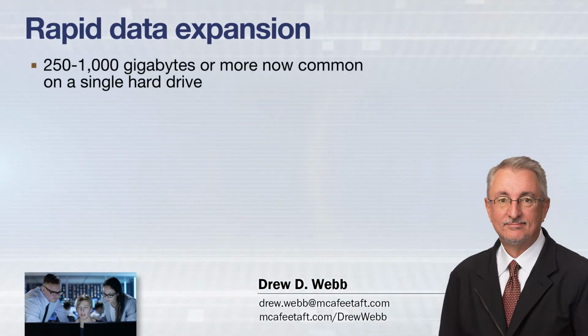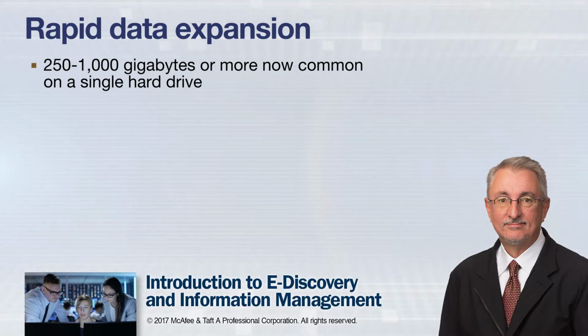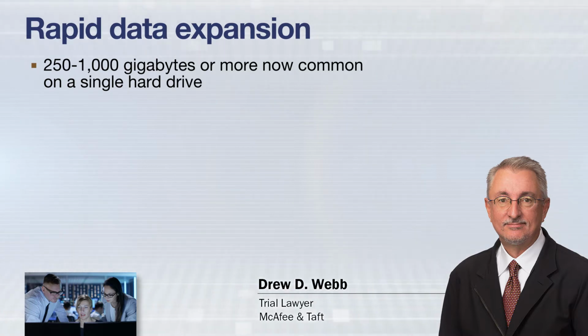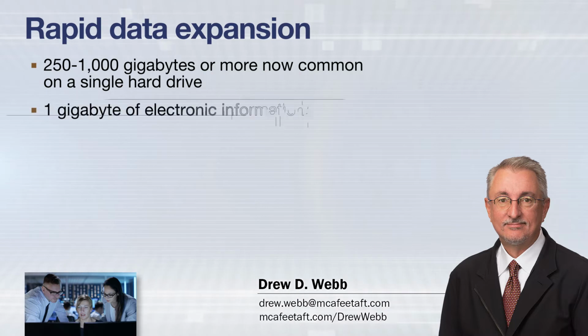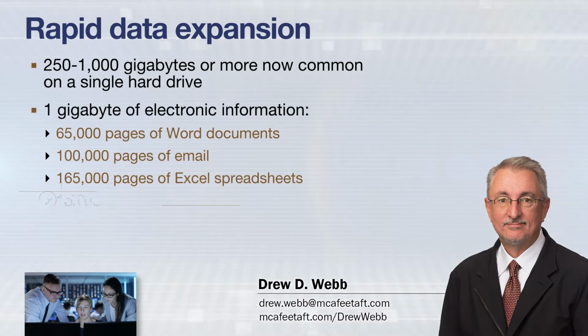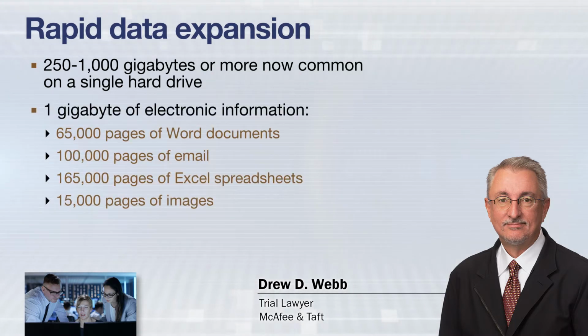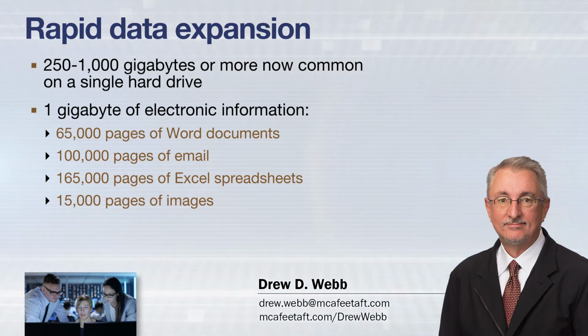Now we commonly see laptop devices that will have a 250 gig hard drive or up to a terabyte or more, a 2 or 3 terabyte drive on a laptop. And of course, our central servers have far greater capability. Just to give you a perspective on how much information is involved there, just 1 gigabyte is 65,000 pages of Word documents. You can see 100,000 pages of email, and so forth.